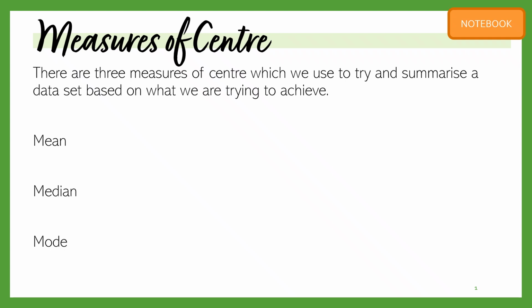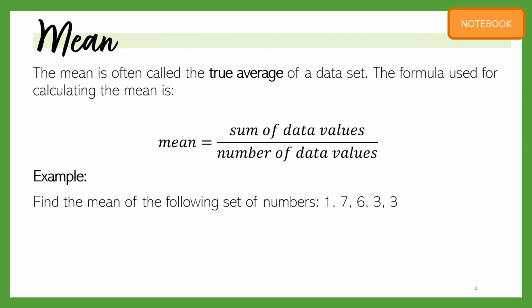Hi everyone. Today we're going to talk a little bit about the measures of center of a data set. There are three measures of center that we try to use, which are mean, median, and mode. They summarize a data set based on what we're trying to achieve, so we'll talk a little bit about that along the way and what the uses for them are.